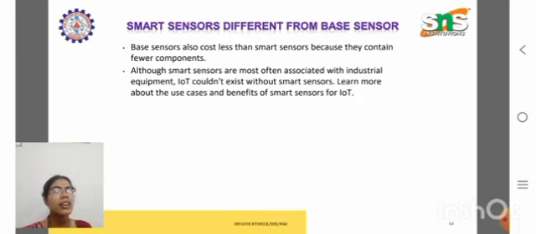Base sensors cost less than smart sensors because they contain fewer components. Although smart sensors are most often associated with industrial equipment, IoT couldn't exist without smart sensors.